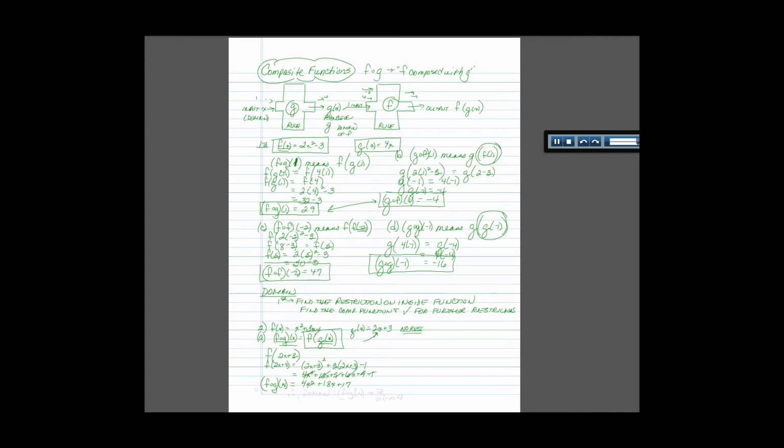Now look at the final function. Is there a restriction on the final function? No. For the same reason. Therefore, the domain of f of g of x is all real numbers, or negative infinity to infinity. There was no restriction.